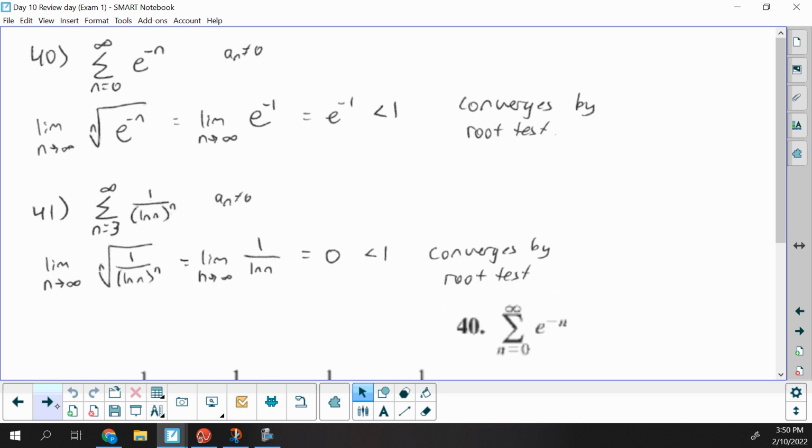For 40, when we do our nth root, we end up with e to the negative 1. That's the same as saying 1 over e, which is less than 1, so it converges by the root test. In 41, when we do the nth root, we get 1 over natural log of n. The bottom's going to get big, so that's going to go to 0. Less than 1, so it converges by the root test.